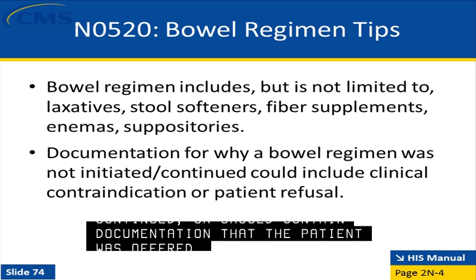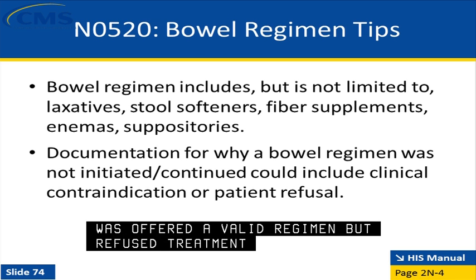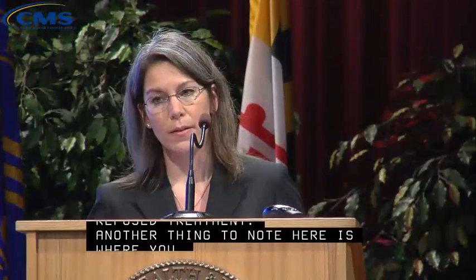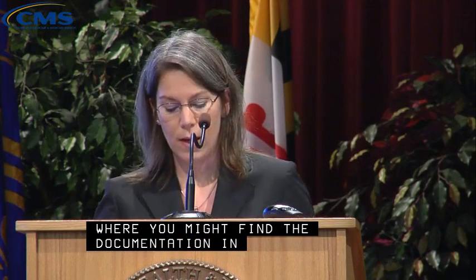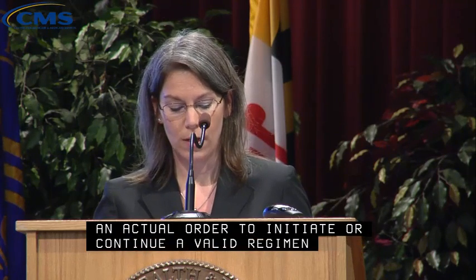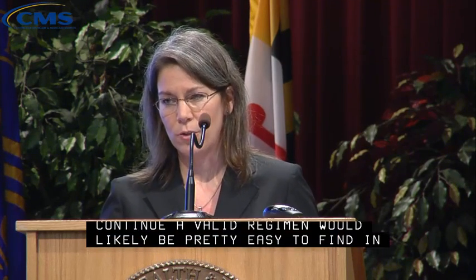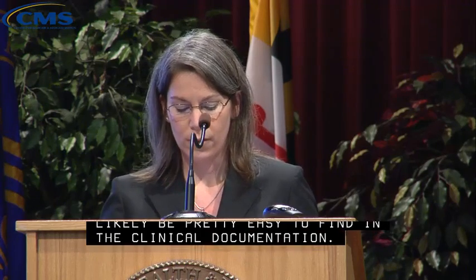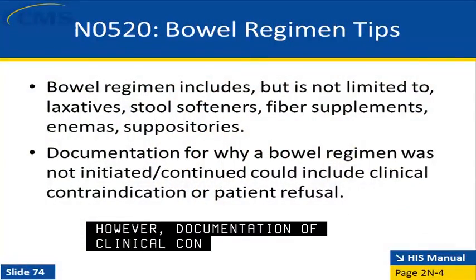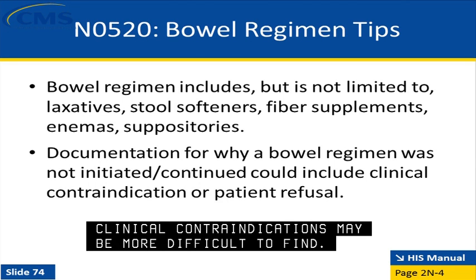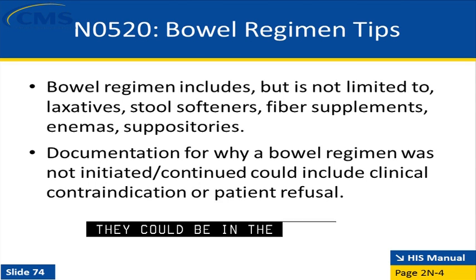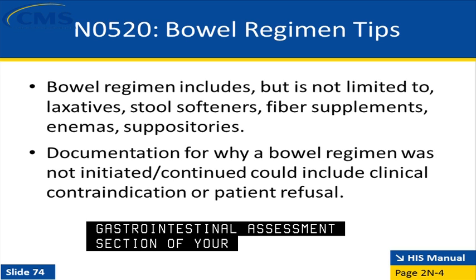Now, another thing to note here is where you might find the documentation in the clinical record to accurately respond to this item N0520A. An actual order to initiate or continue a bowel regimen would likely be pretty easy to find in the clinical documentation. However, documentation of clinical contraindications may be more difficult to find. They could be in the gastrointestinal assessment section of your record, or elimination status, or bowel function, or elsewhere, depending on your hospice's usual practices regarding documentation of patient assessment.